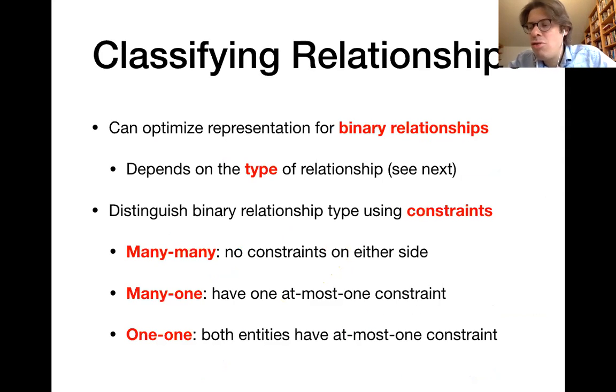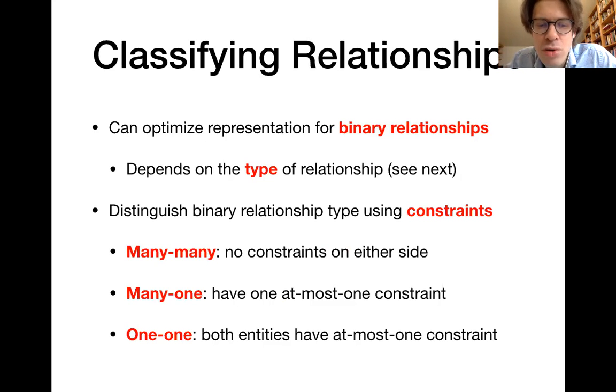Now, I can do better than that depending on the type of the relationship. Specifically for binary relationships, we have a couple of different types. We distinguish the type of relationship based on the constraints that I have, and say that I can either have a binary relationship of type many, which essentially connects an arbitrary number of entities to an arbitrary number of entities on the other side.